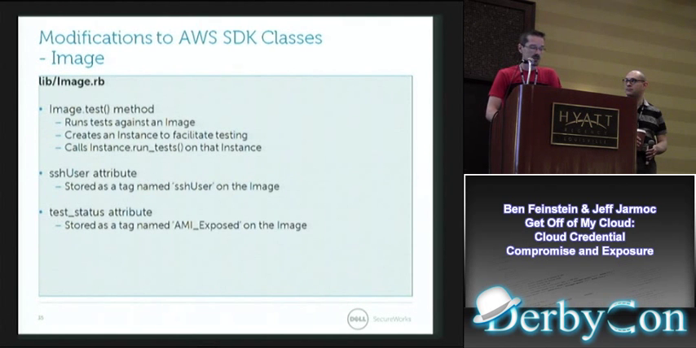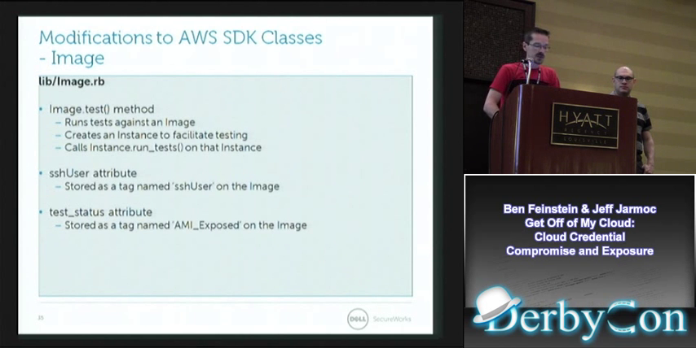Within the image class, we added an image test method. That runs a test against an AMI rather than an instance, but it does that by spinning up an instance, determining the SSH credentials, and calling instance run tests. So it's a convenience method that makes it interact as if I'm scanning the AMI itself, when really I'm taking that AMI, spinning up an instance, connecting to it, and scanning that instance. So this tool could easily be modified to scan individual instances as well as images. If you're concerned about materials in a running instance, you could do that as well.